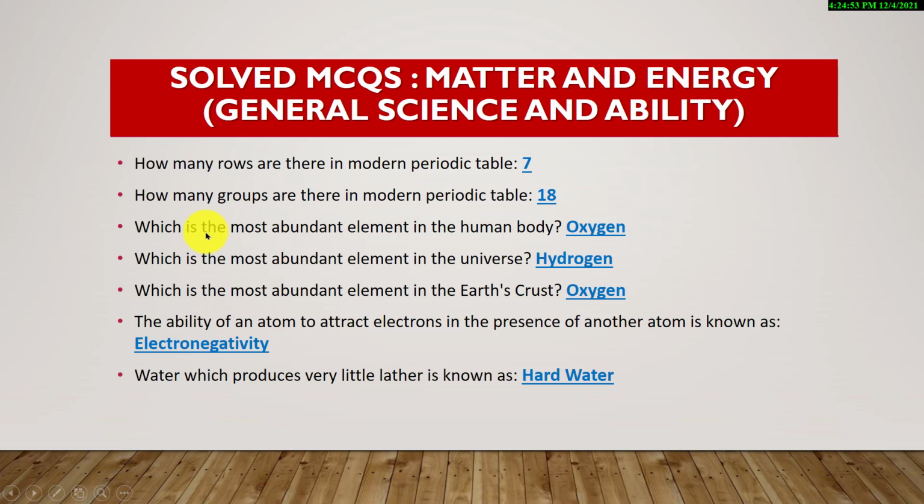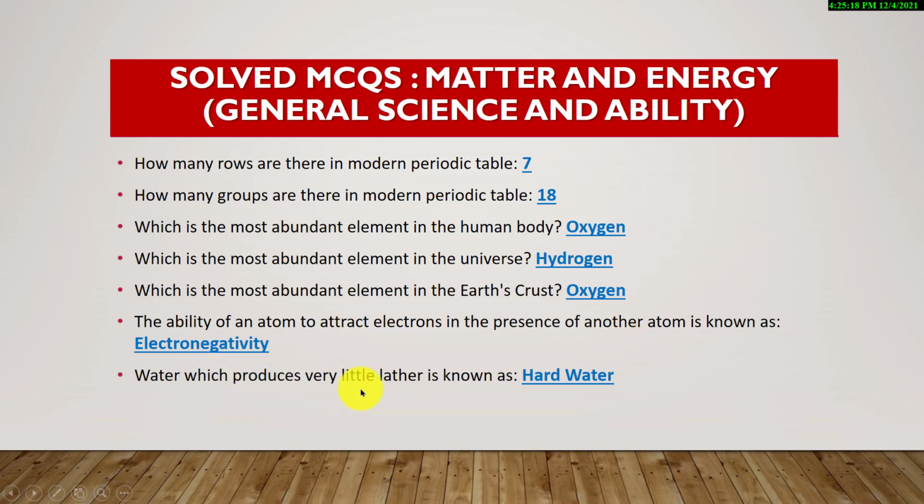18. Which is the most abundant element in the human body? Oxygen. Which is the most abundant element in the universe? Hydrogen. Which is the most abundant element in the Earth's crust? Oxygen. The ability of an atom to attract electrons in the presence of another atom is known as electronegativity.